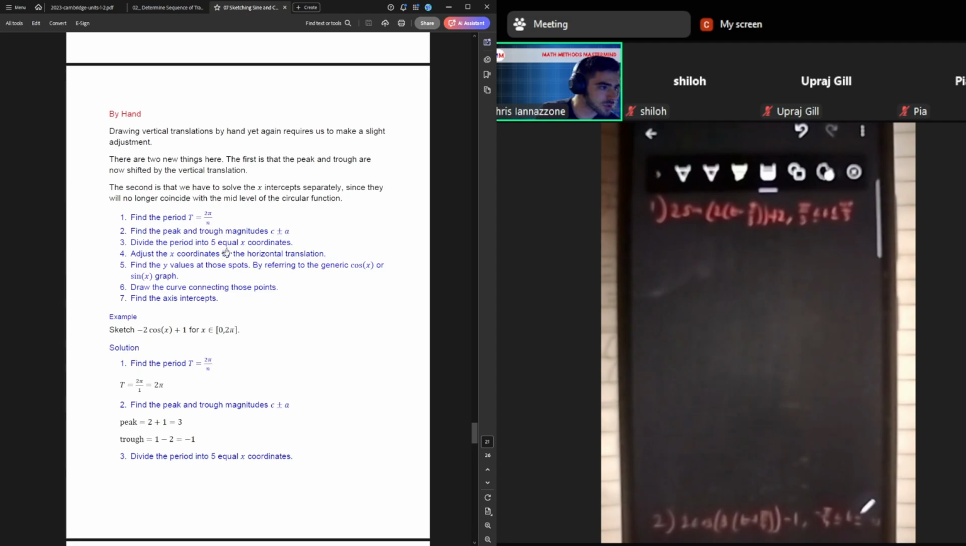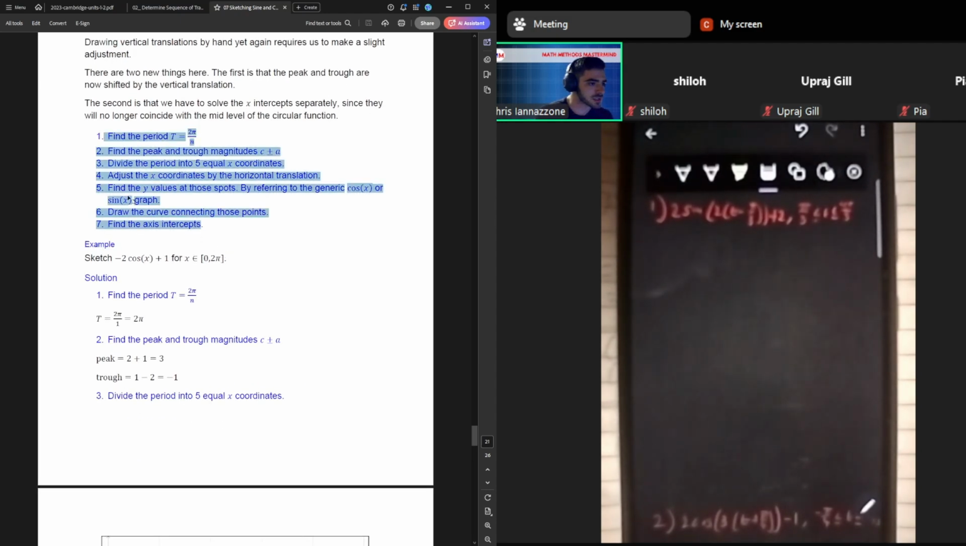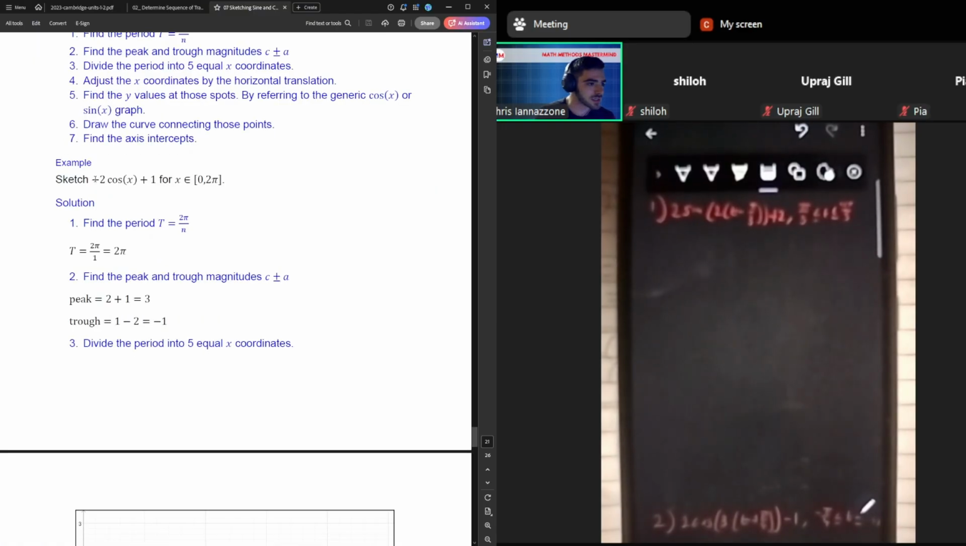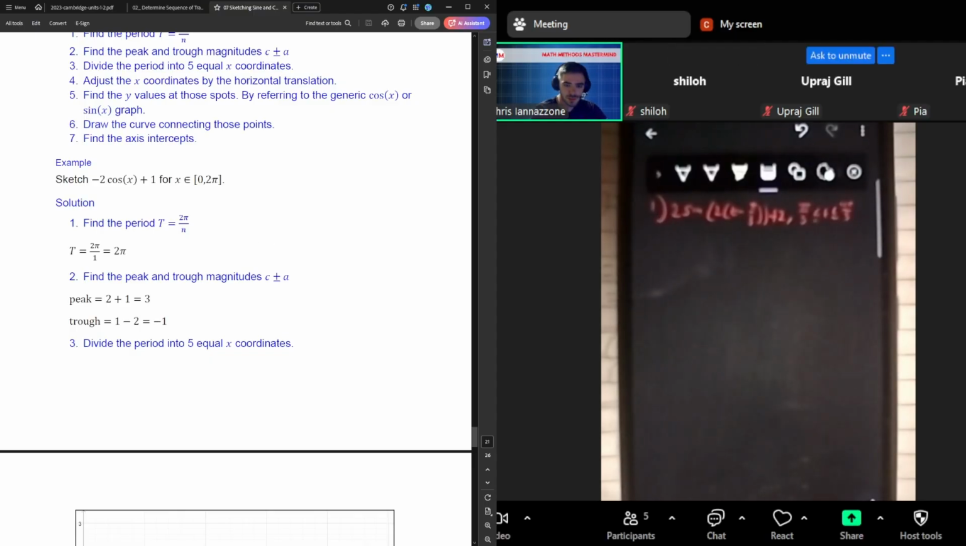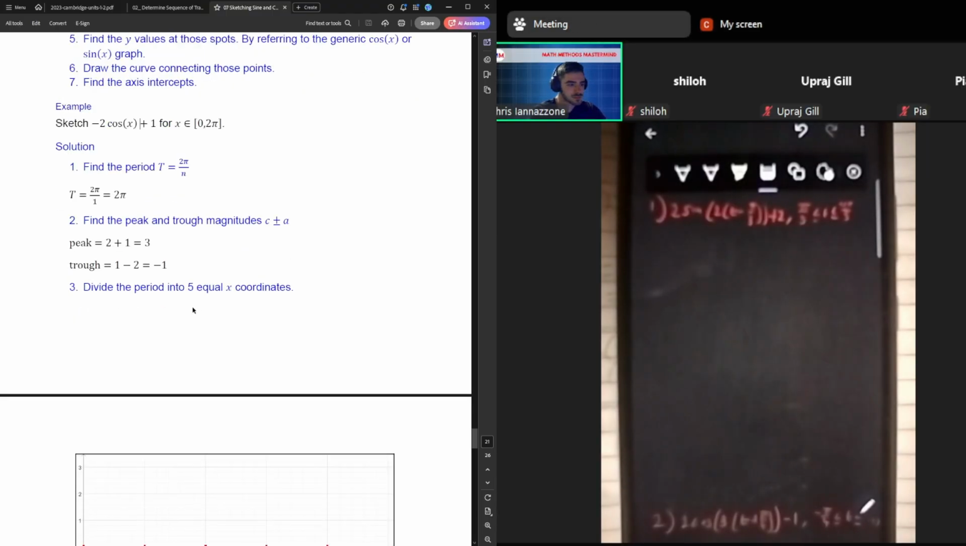So I'll go through one of these using the framework I outlined here, which is we're going to have -2 cos x plus 1. We're going to just solve that. First things first, you want to find the period of your circular function. So period is always 2 pi divided by n. In this case, you've got n equals 1. So period is going to be 2 pi.